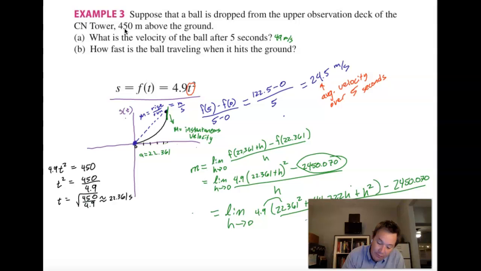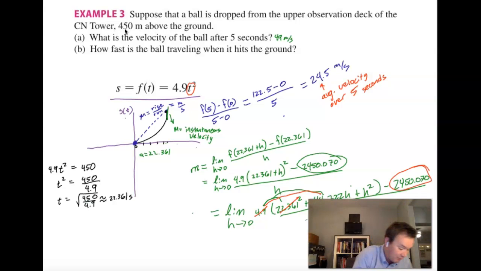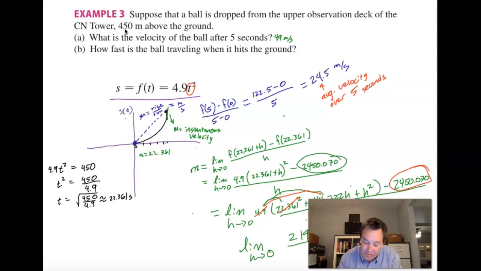All right, so now when we distribute the 4.9 to everything, 4.9 times 22.361 squared is exactly this 2450.070. Those terms are going to cancel each other out. So then I'm left with 4.9 times 44.722. All right, and that's my 219.138 h plus 4.9 h squared all over h. And again, I'm able to divide out an h since each term left in the numerator has one. Now I'm going to make my direct substitution of 0 in for the remaining h, and it's just going to leave me with that 219.138.